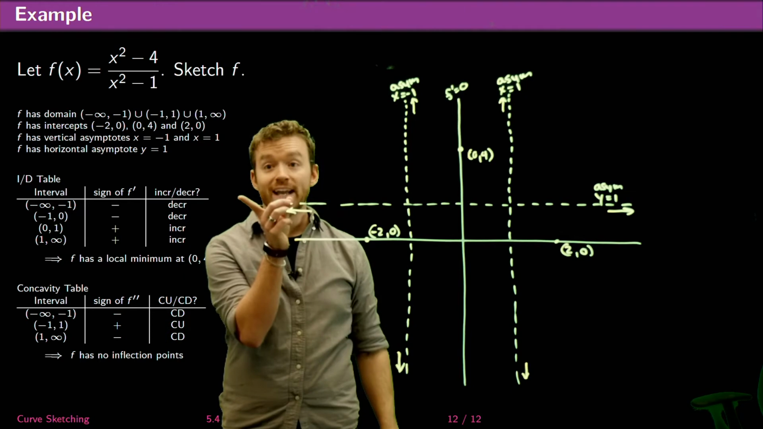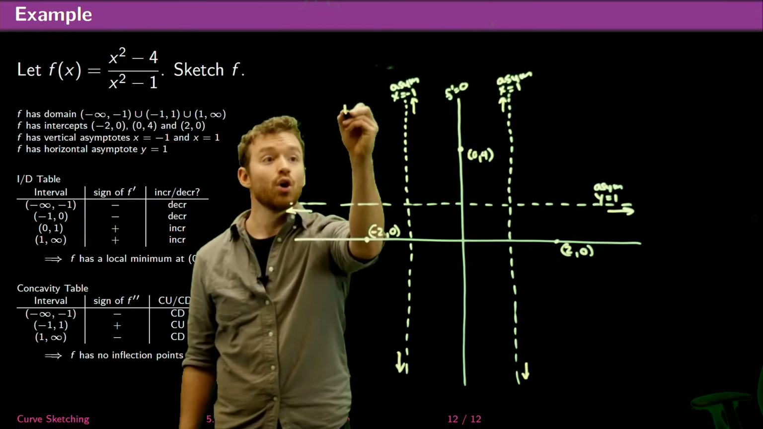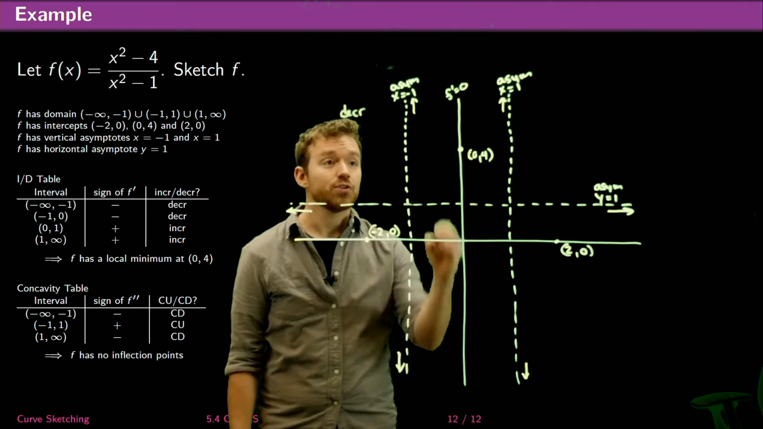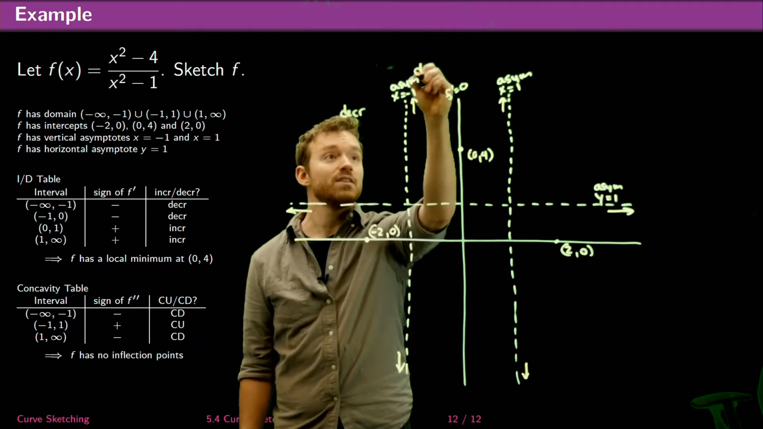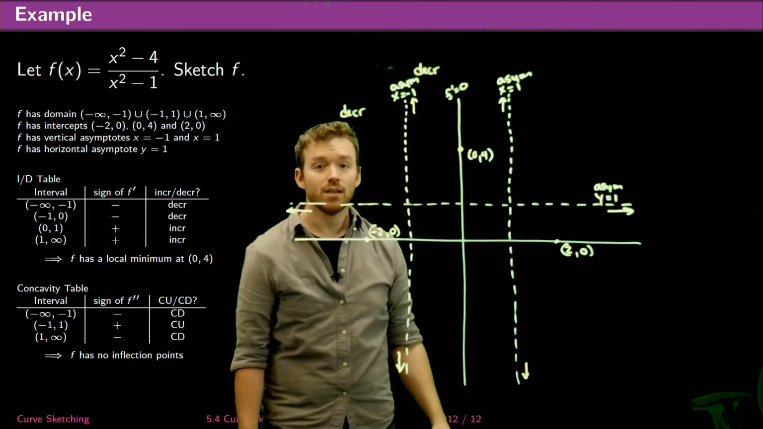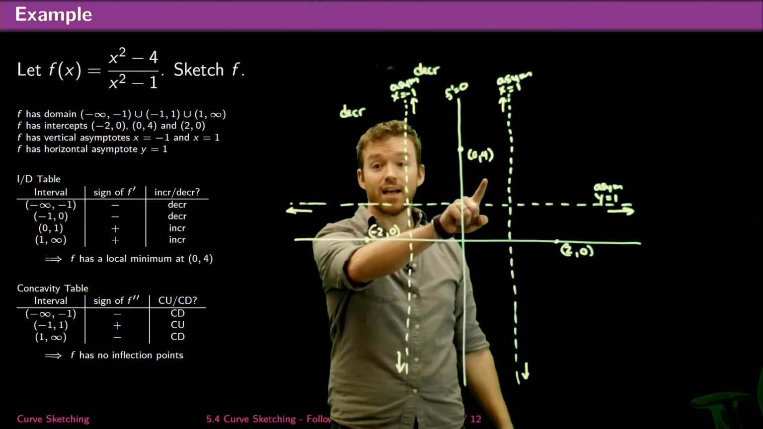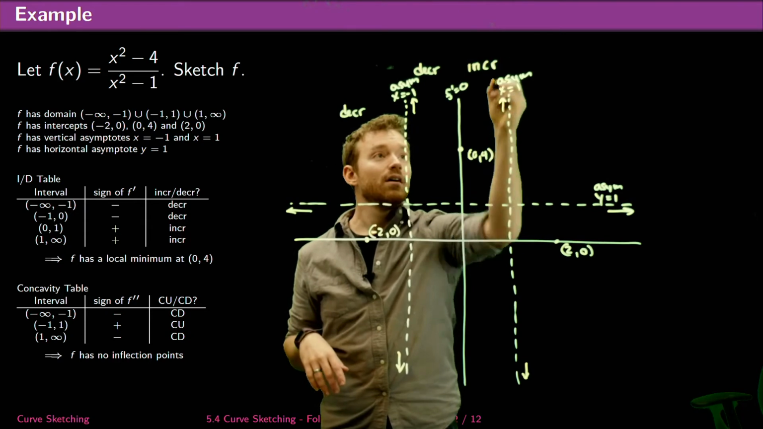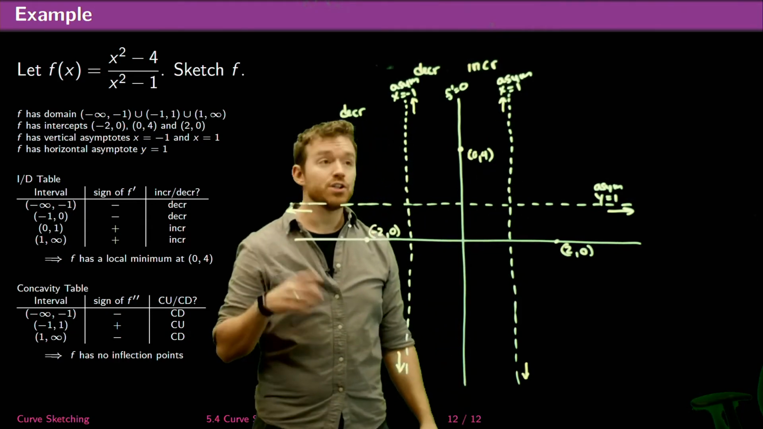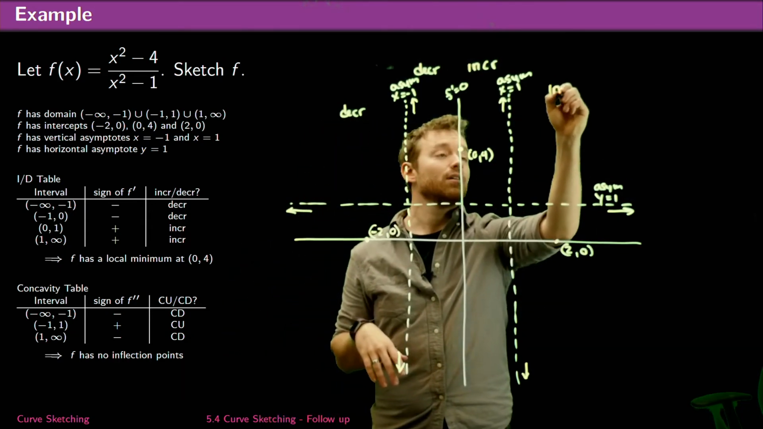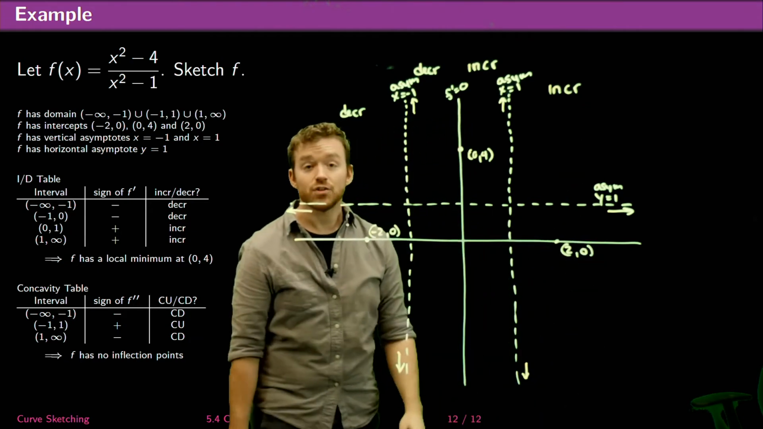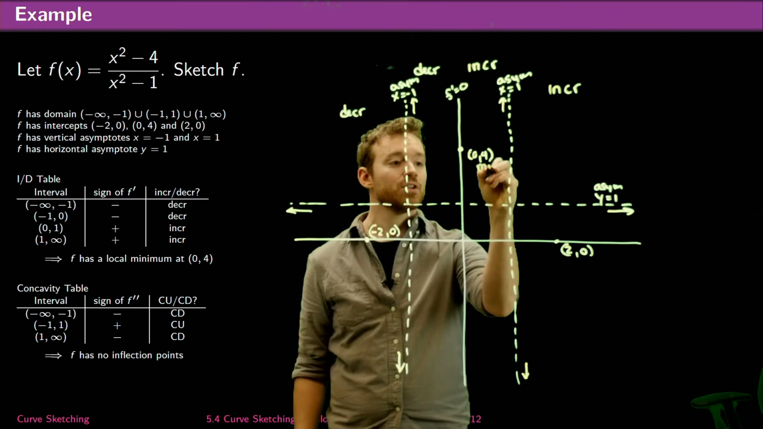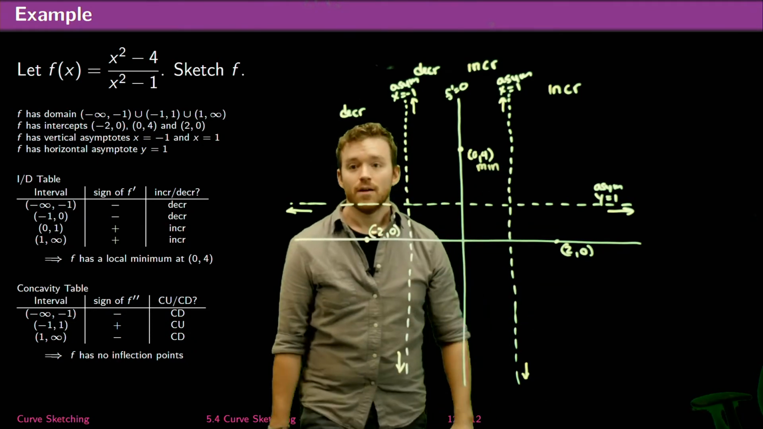In particular, from negative infinity to -1, it's decreasing, the whole thing. From -1 to 0, it's also decreasing, so it's still decreasing here. Let's write this up here for room. Here it's now increasing from 0 to 1, so I'll write increasing. And finally, from 1 to infinity, it's also increasing. OK, so that's all the information I get from my second table. Also, I find out that this is a local minimum, so let's write the word min there.